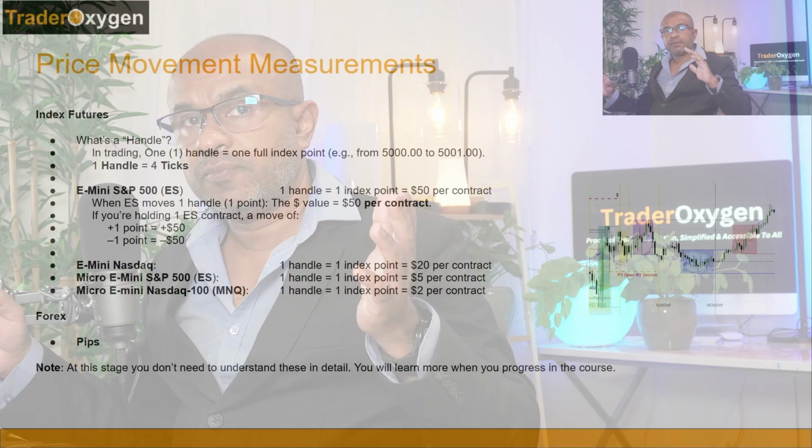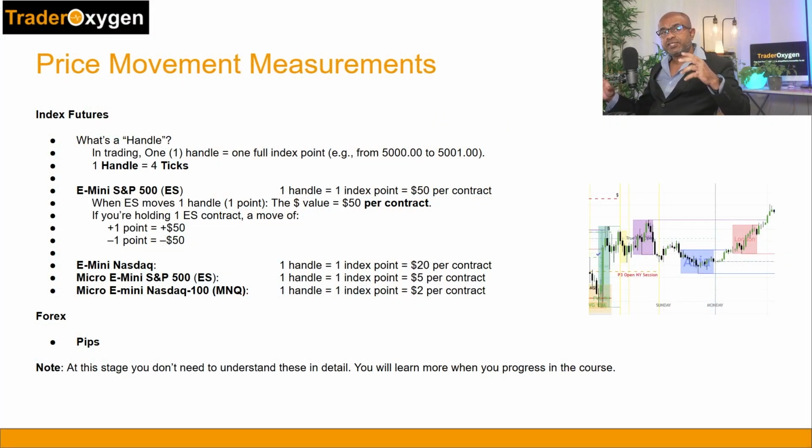Okay, let's look at price movement measurements now. So, what are price movement measurements? When price moves, we have to measure that. If you take index futures, the price movement is measured in a unit called handles. In trading, one handle equals one full index point. What that means is, let's say if the E-mini S&P 500 index moves from 5000 to 5001, that is considered a movement of one handle.